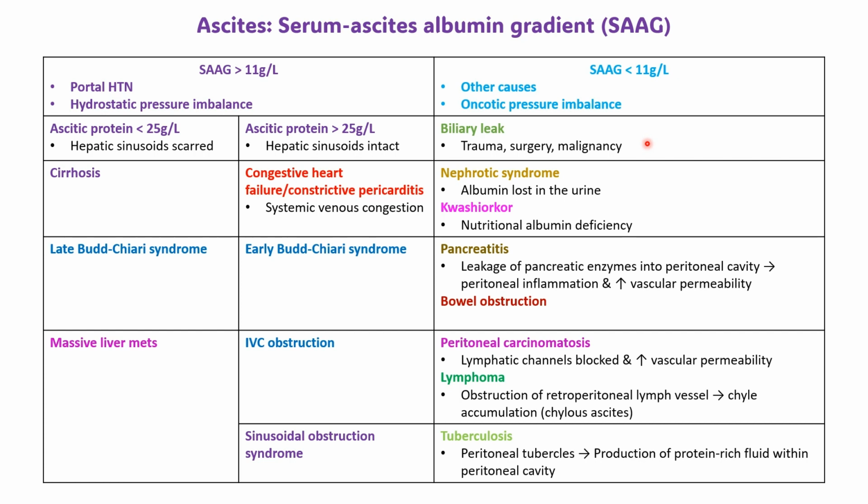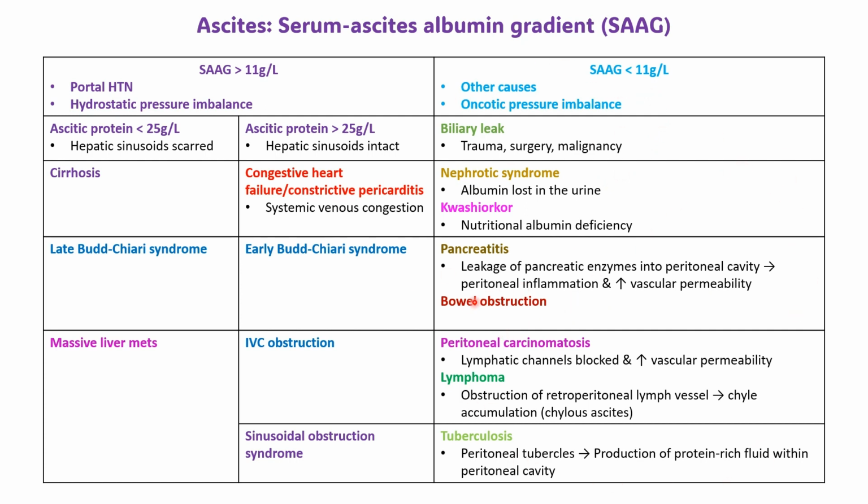the underlying problem. So if we had a biliary leak, the colour of the ascitic fluid might be a dark brown colour. And then we have things such as nephrotic syndrome, where albumin's lost in the urine, kwashiorkor, which relates to nutritional albumin deficiency, pancreatitis, where we have leakage of pancreatic enzymes into the peritoneal cavity. These enzymes digest the tissue and cause peritoneal inflammation and increased vascular permeability. So sometimes in cases the vessels could be more permeable.